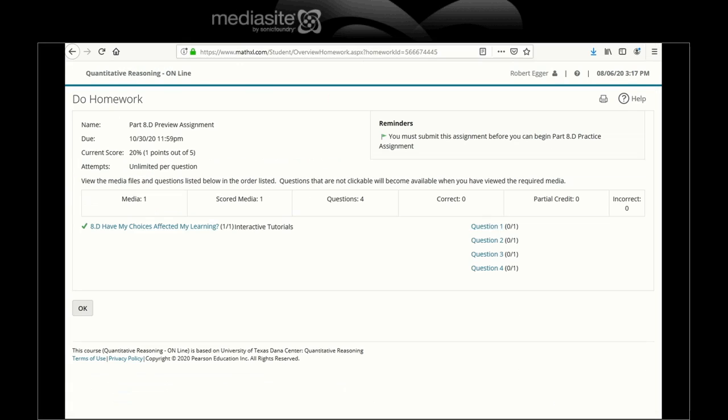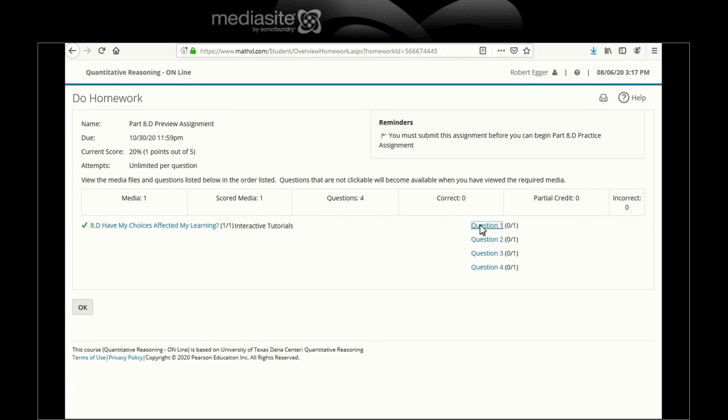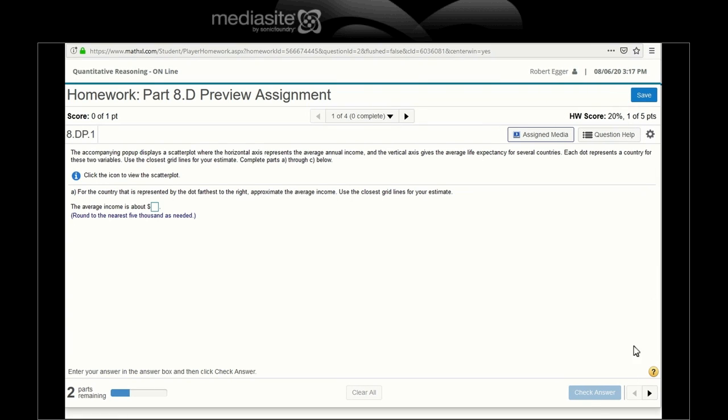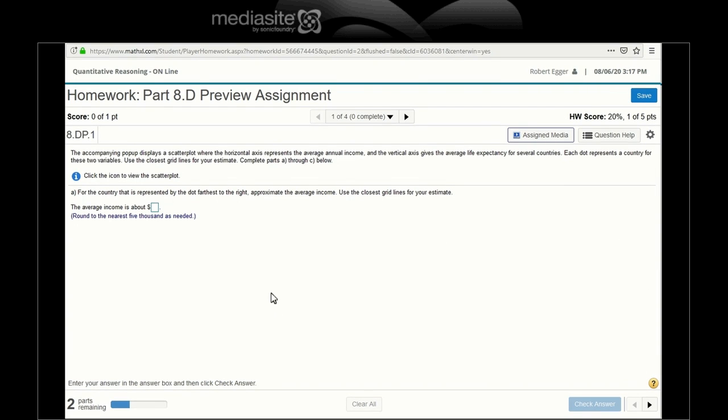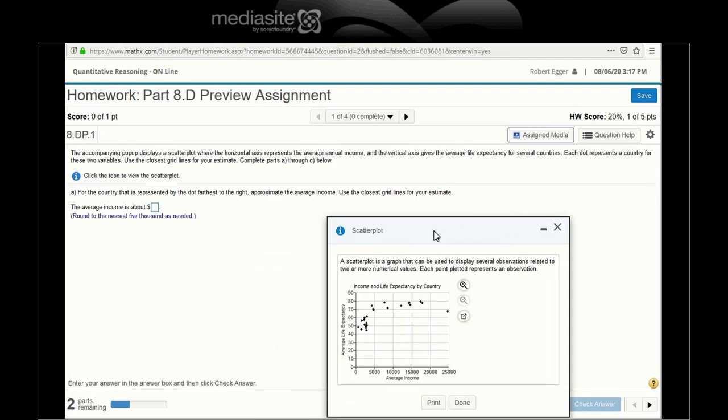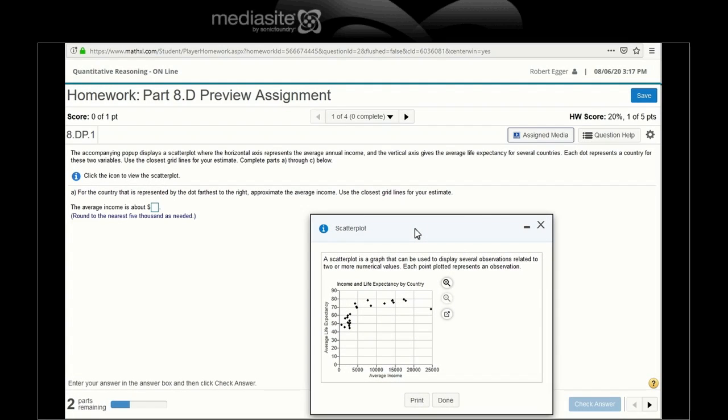So, question one. Let's see, the company pop-up display. Okay, pop-up. Here we go. Displays a scatter plot where the horizontal axis represents average income. Oh, that looks real familiar. And the vertical axis gives average life expectancy for several countries. Quite a few countries, actually. Each dot represents a country for these two variables. Use closest grid lines for your estimates. Complete part A through C below.